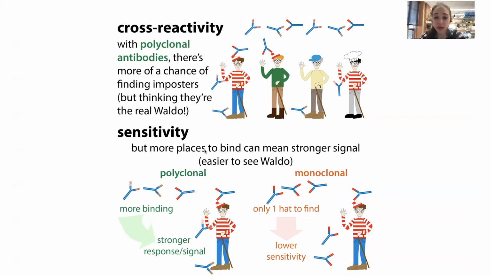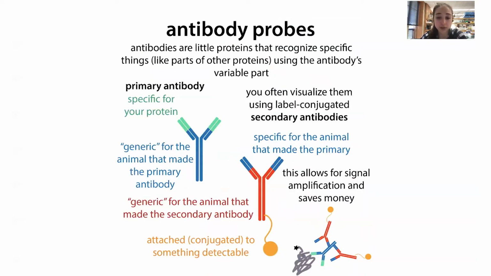An advantage of polyclonal is sensitivity. Because you have more places to bind, you can bind to Waldo in more places, and therefore you can get a stronger signal or response. With the monoclonal, however, you're going to have lower sensitivity because you're only binding to a single site, so you can only have one antibody bound per protein. Although you can then increase the signal with the secondary antibody.